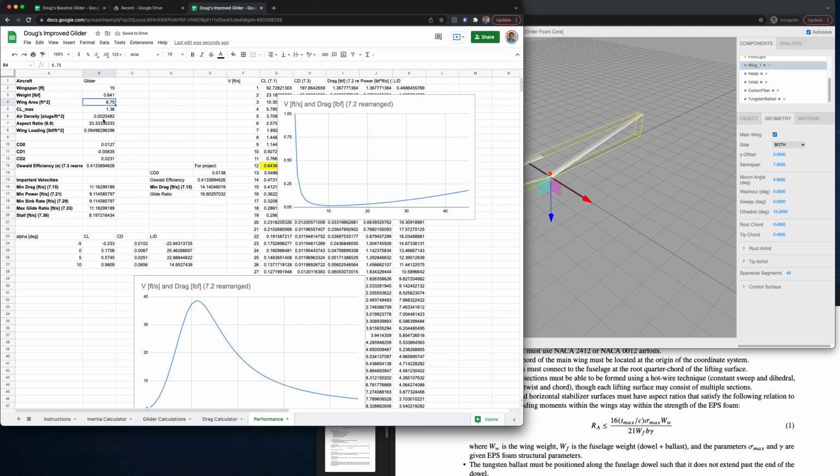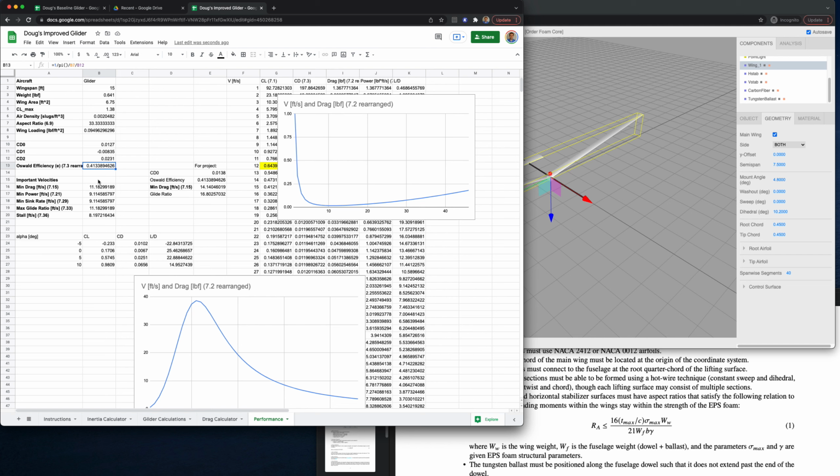CL max I'm not going to worry about right now. The density didn't change. So again, it's calculated an aspect ratio of 33.3. That's correct. Wing loading is really low. And then these are my drag terms here. So it says that my Oswald efficiency went down to 41%.